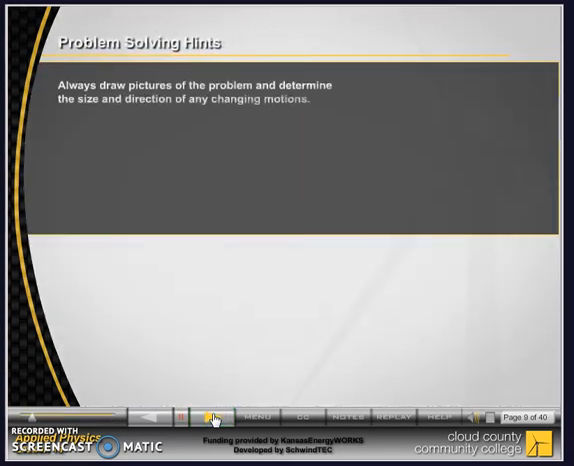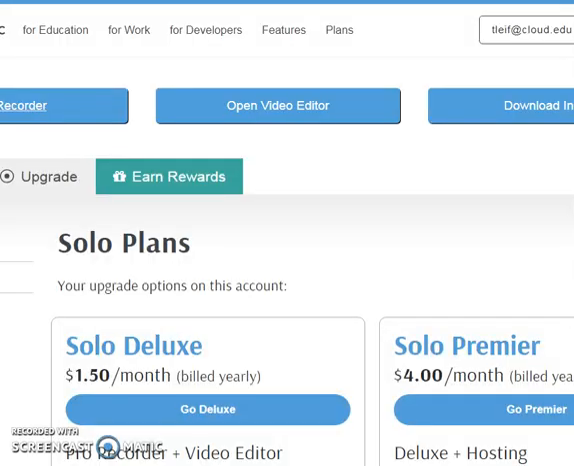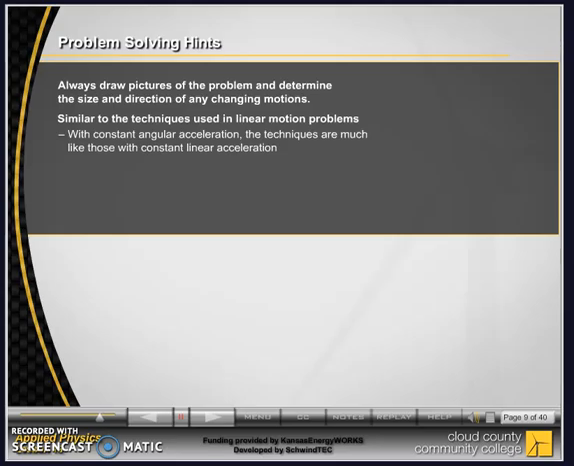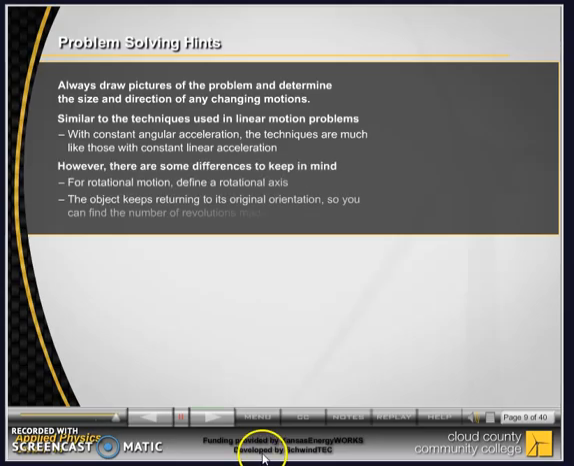Always draw pictures of the problem and determine the size and direction of any changing motions. Try and use linear to angular analogies when thinking about the terms as they have been defined.